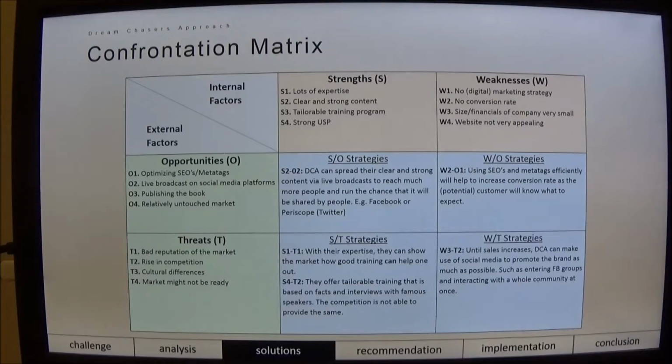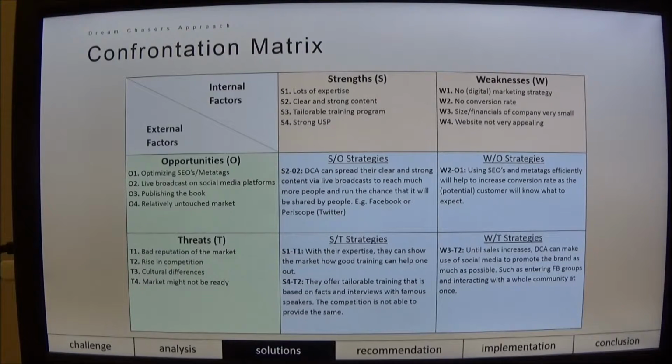I take one strength, for example, the clear and strong content, and I link it to the live broadcasts opportunity available on social media. So they have clear and strong content, but they fail to deliver it to the customer. What can they do? For example, they can decide to go live on Facebook or Periscope, which is linked to Twitter.